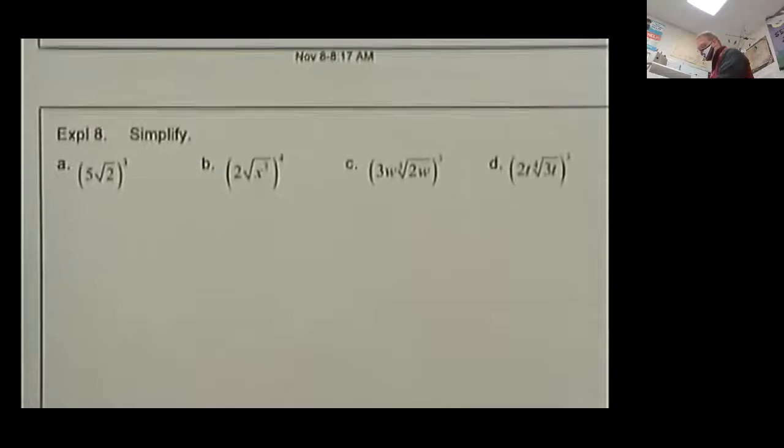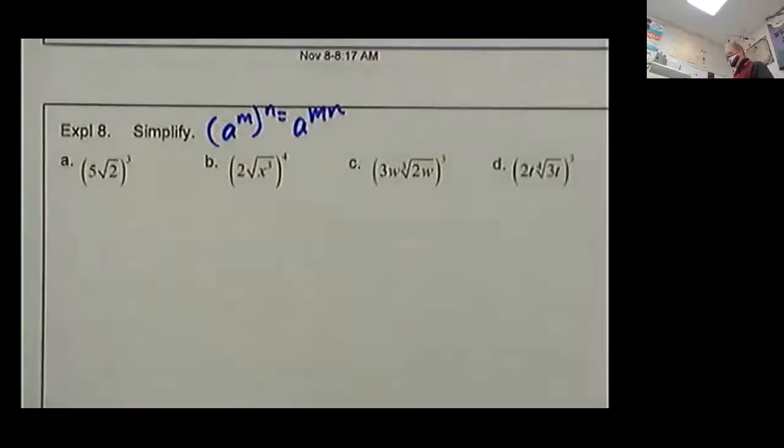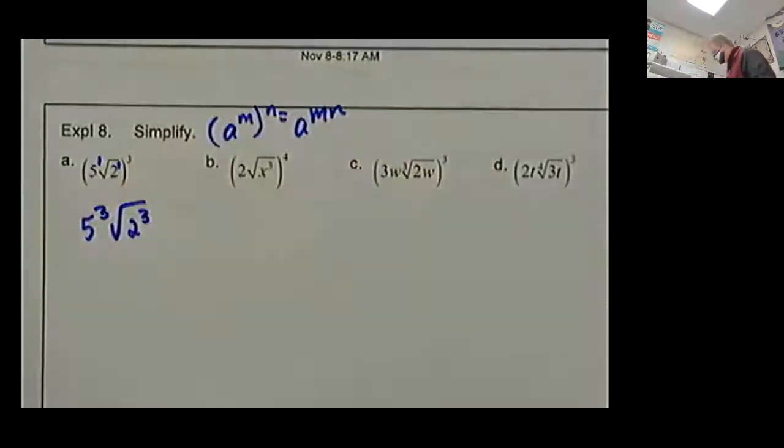And finally, let's look at simplifying with exponents. So recall, how do we do this? Well, power to a power, a to the m to the nth power is a to the mn. We're just going to multiply. Everything gets the power. And so 5 has a 1, 2 has a 1. This becomes 5 cubed times the square root of 2 cubed.